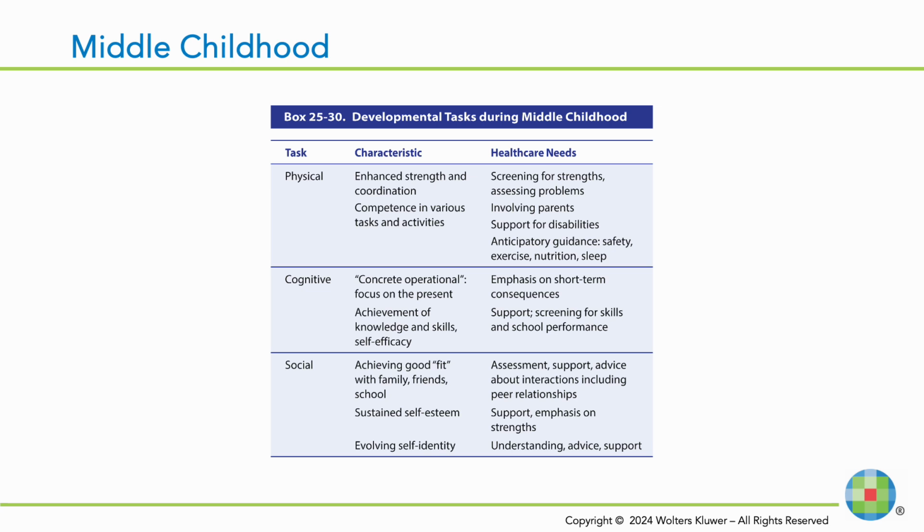Social, achieving a good fit with their family and friends in school. They should have a sustained self-esteem and an ever-evolving self-identity. Assessment, support, advice on interactions, including peer relationships. An emphasis on their strengths. Understanding advice, understanding support, being able to comprehend social cues.